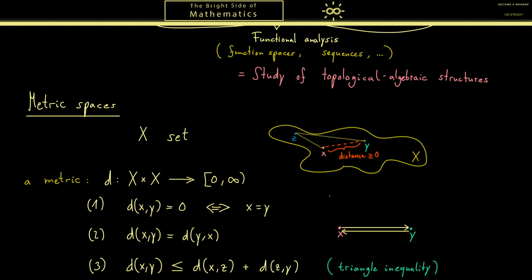Now with such a map, we can measure all the distances in a set X. Therefore, we call the set X with the metric d a metric space. And you already know, if we can measure distances, we can do a lot of analytical stuff. And this is what we will do in the next videos.